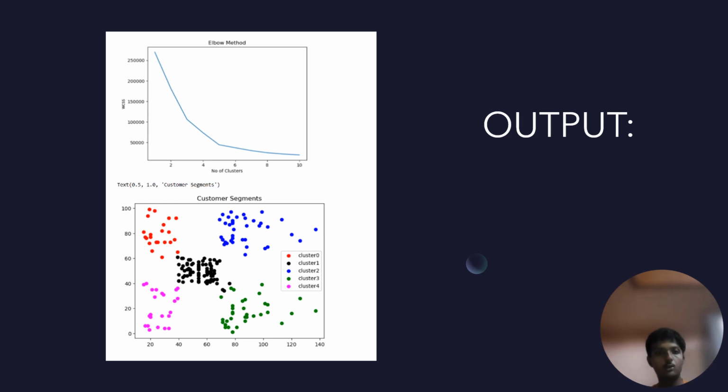Let's see the output. It is gradually going down, like a logarithmic loss method. So it is showing the elbow method. It shows the number of clusters and the WCSS, the within-cluster sum of squares, that is, how much data belongs to each cluster. In the customer segments we framed, the different colors show the different clusters: cluster 0 is red, cluster 1 is black, cluster 2 is blue.